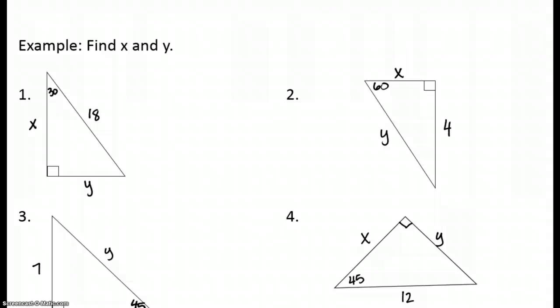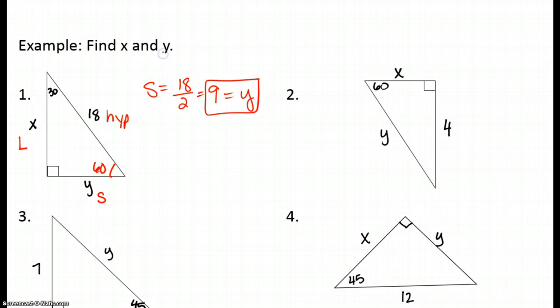So if I take a look here at this first one, I notice this is a special right triangle. Notice that it doesn't say it's a special right triangle, but I know it is because this angle is 30, which makes this angle 60, which means I have the hypotenuse. The side opposite the short side would be S. The side opposite the 60 would be L. So to get the short side, it would be the hypotenuse divided by 2, which is 9. So that makes y equal to 9.